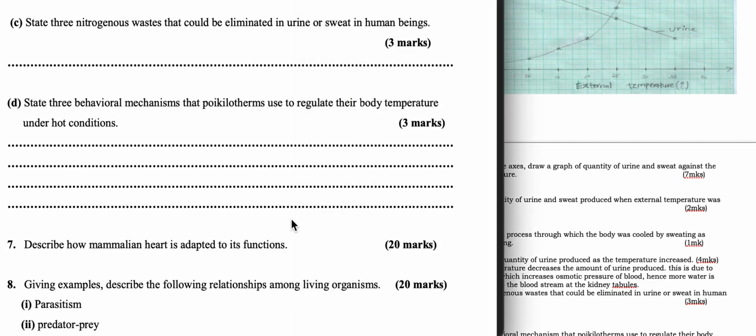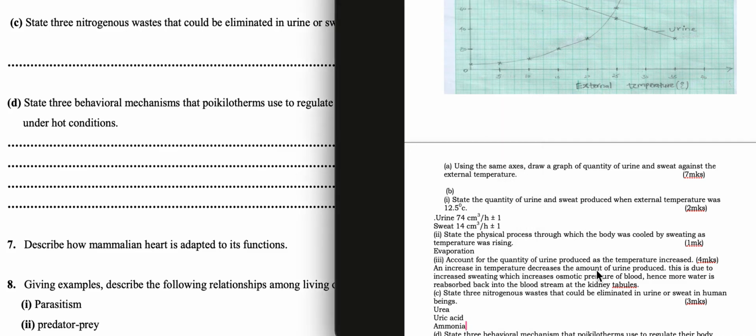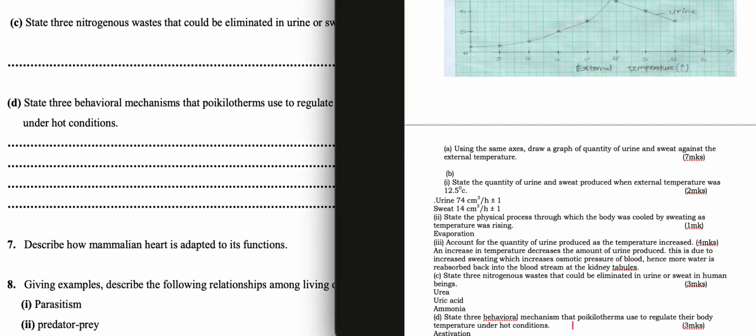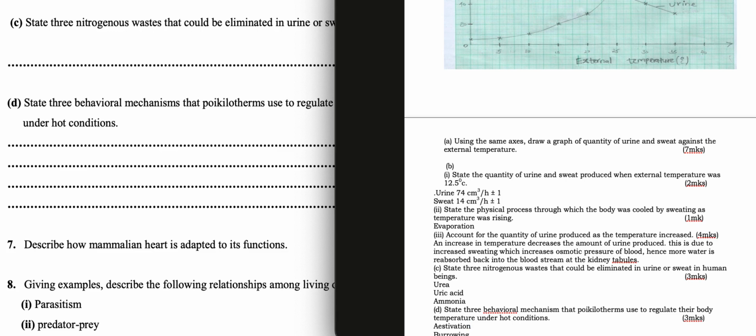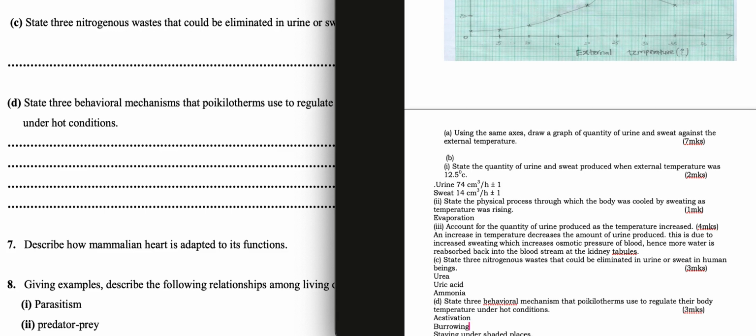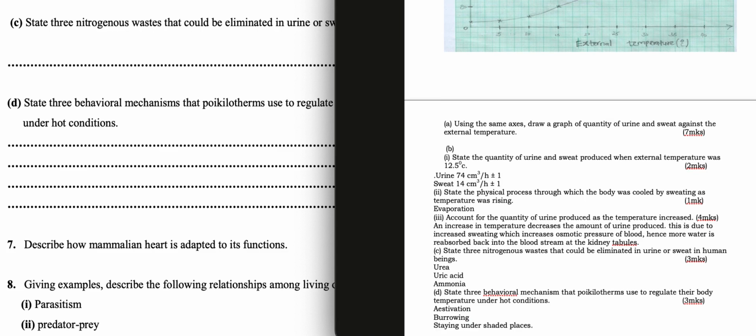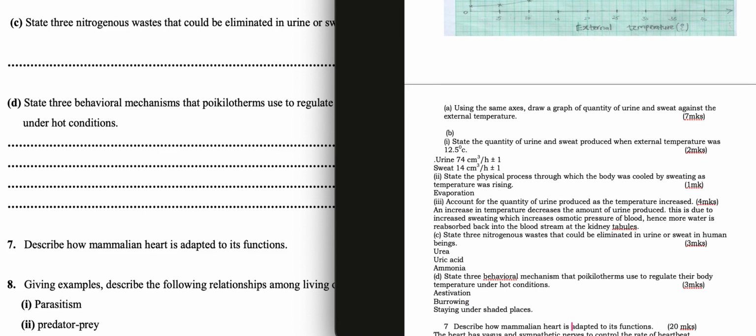Question 6D. State 3 behavioral mechanisms that poikilotherms use to regulate their body temperature under hot conditions. Aestivation, burrowing, staying under shaded places.